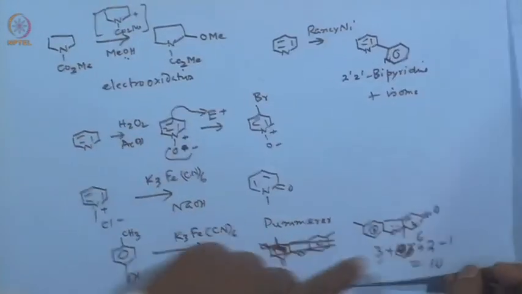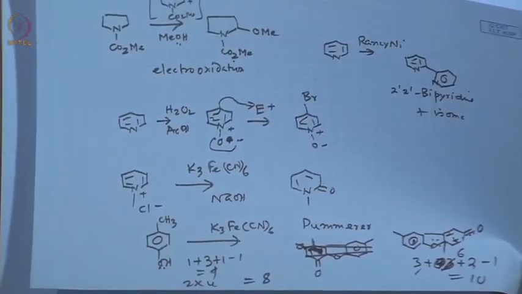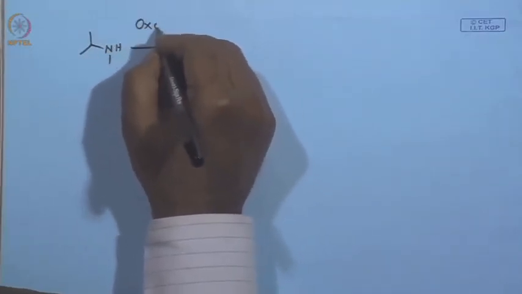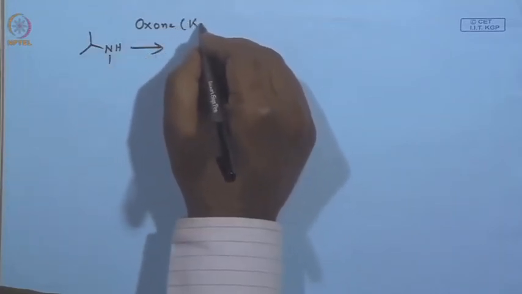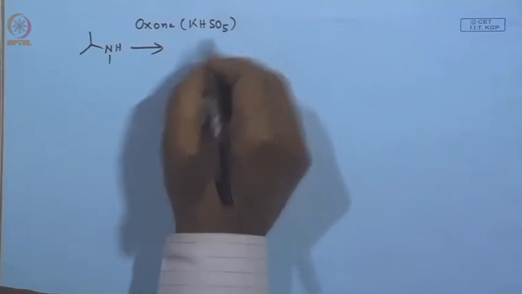Anyway, this is just a nice example and it is called oxidative dimerization. Let me give you one more example. This is a secondary amine and you can use Oxone. Now, we know what Oxone is. Oxone is potassium monopersulphate, and this is the active component, then others are potassium sulphate.